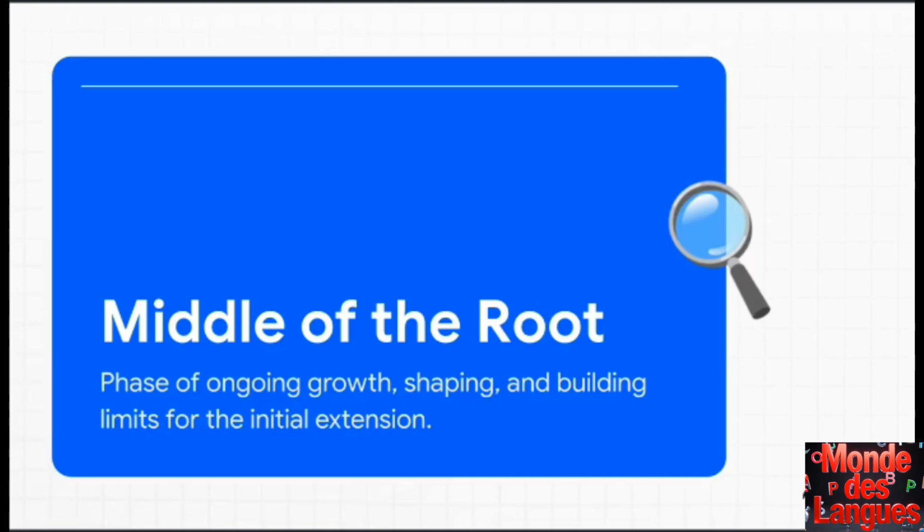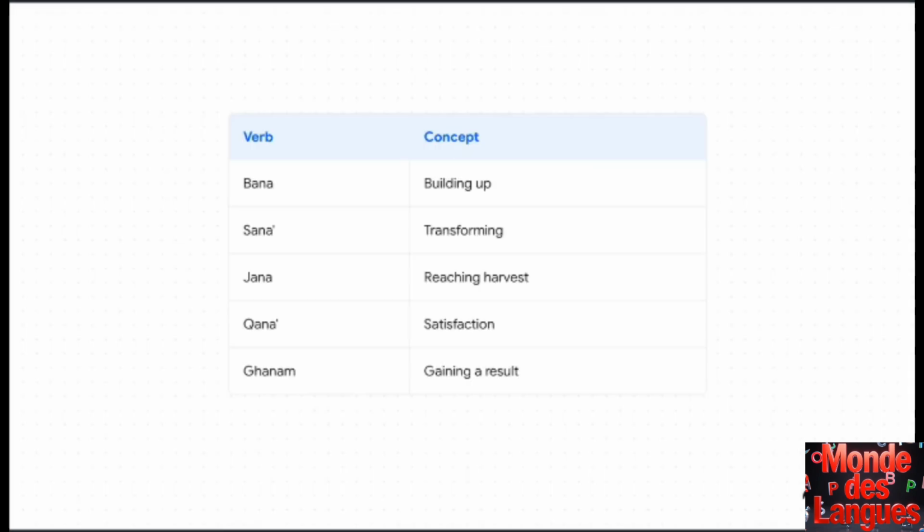It takes that initial flow and forms it into something concrete. We're talking about the phase of ongoing growth, building structures, and setting actual boundaries for that movement. These verbs show this formation in action beautifully. Bana means to accumulate and build up over time, literally constructing something. Sana means transforming material and making something new. Yana is reaching the point of harvest.